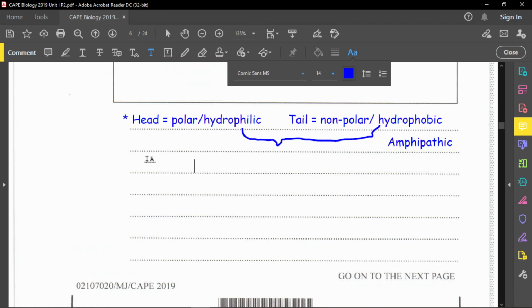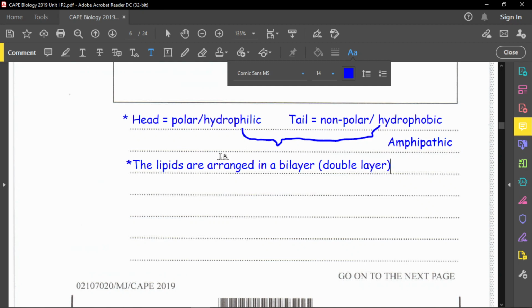Now what we can also talk about here, some other things. You can say the lipids are arranged in a bilayer or a double layer, which means double layer. As I mentioned, one inside and one on the outside is a double layer right here.